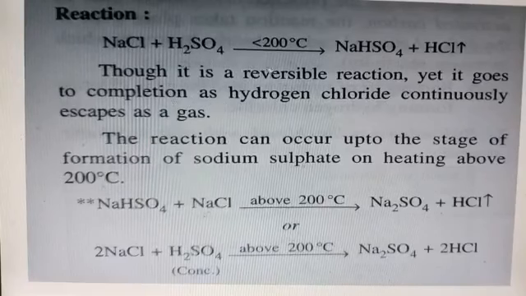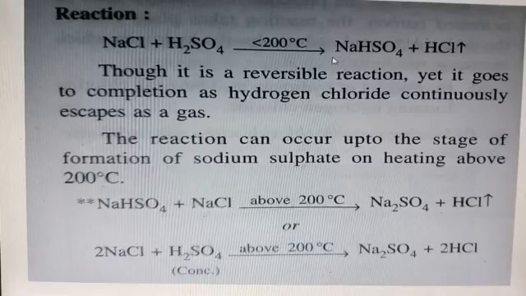So this reaction actually is a reversible reaction, but then also the reaction completes. Why does the reaction complete? It is because hydrogen chloride continuously escapes as a gas. Whatever hydrogen chloride is formed will not remain with this sodium hydrogen sulfate. It escapes out. Otherwise, if it does not escape, it reacts with sodium hydrogen sulfate and forms sodium chloride and hydrogen sulfate again.